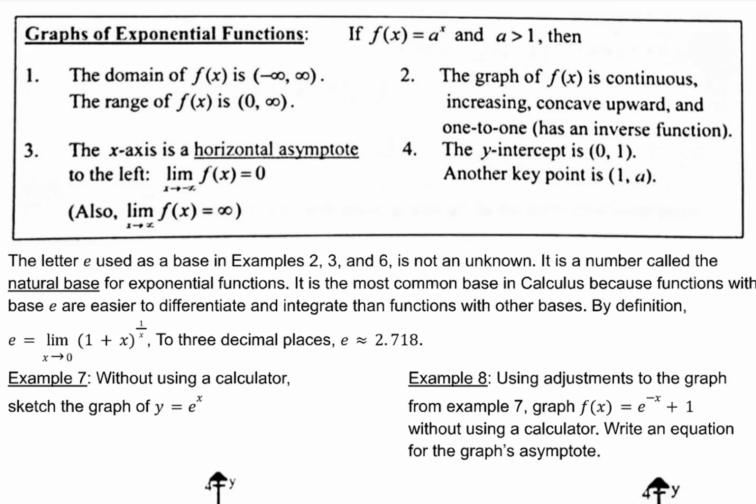As a review, the graphs of exponential functions have a domain from negative infinity to infinity, but the range is based on the horizontal asymptote to infinity. The horizontal asymptote will be 0 when your form is a to the x, not when there's a vertical shift. The graph of f of x is continuous, increasing, concave upward, and 1 to 1, meaning it has an inverse function. And the y-intercept is always (0, 1), again, unless there's a shift of some type.